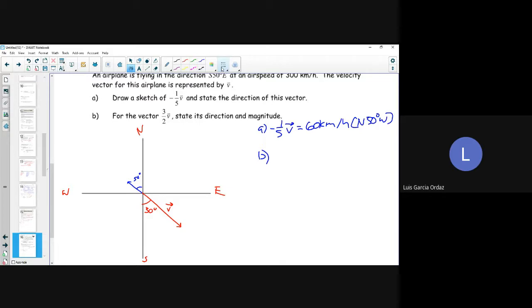Now for the next one, I don't have to draw it out, but I need to figure out what 3/2 vector v is. So who can tell me my speed and the direction that this thing is going if vector v is multiplied by 3/2? It's going to be 450 kilometers per hour. South, 50 degrees east. Perfect. As you can see, pretty simple stuff so far.